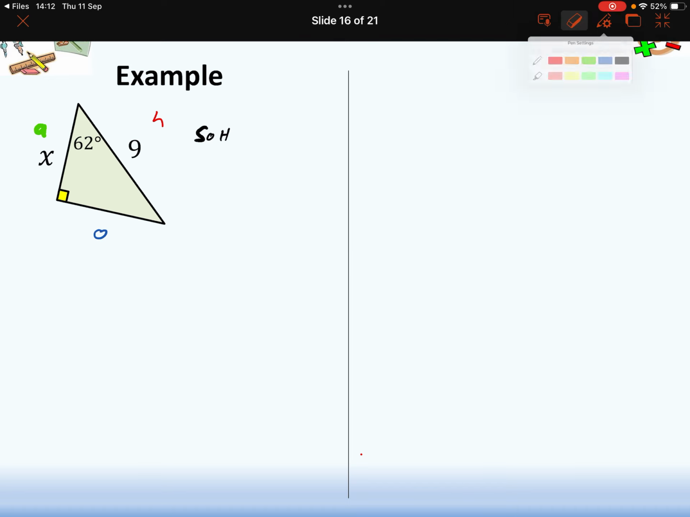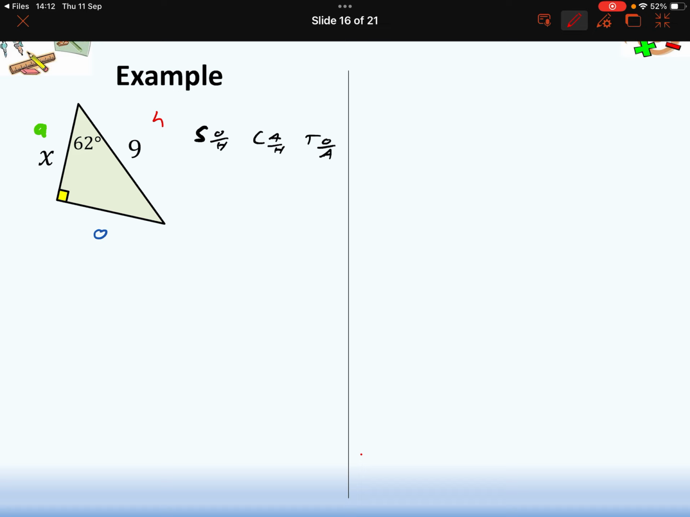Now it might be actually better if you write it down like this. S is O over H, C is A over H, and T is O over A. So go through your SOHCAHTOA and see which one uses A and H.